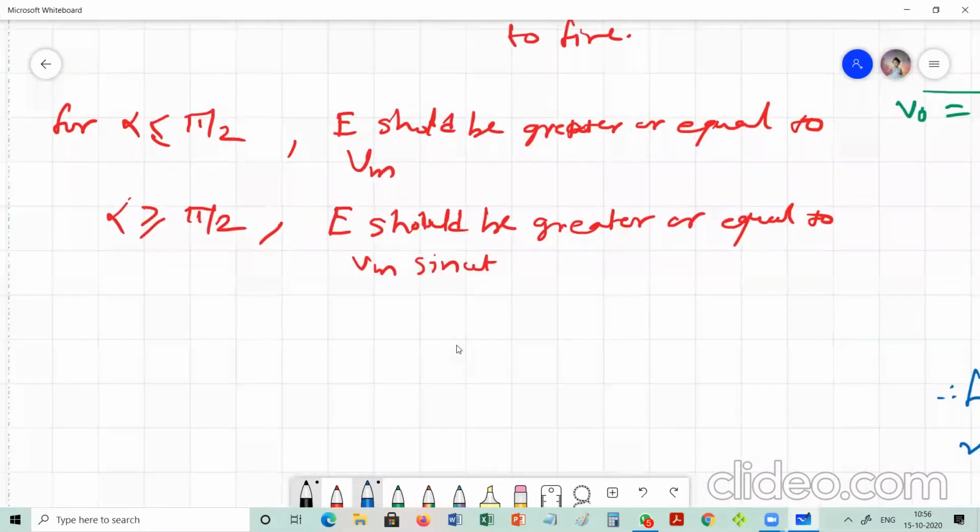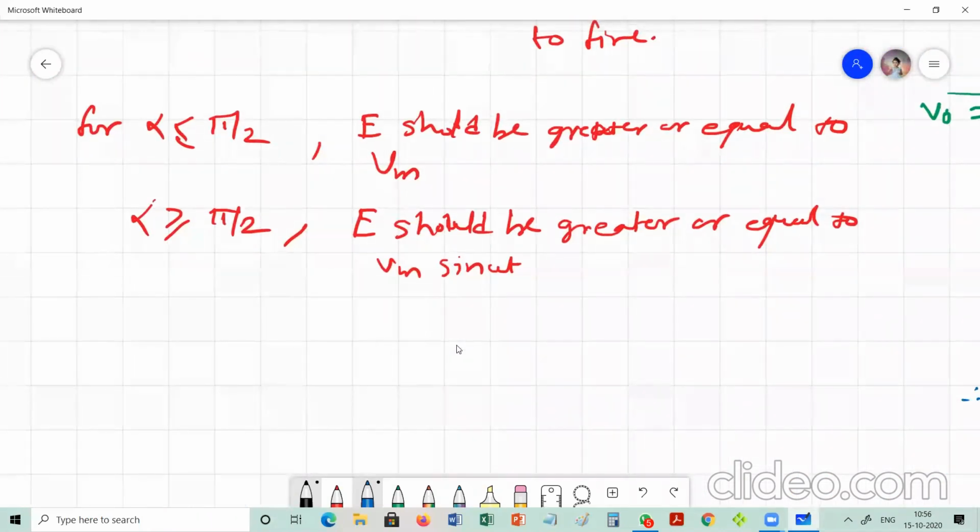So we have these two conditions. When alpha is less than pi by 2, to assure I is equal to 0, means to assure all the switches are reverse biased and they will be turned off, the potential on the load side, that is E, must be greater than the potential on the source side, that is Vs. Just for alpha less than pi by 2, E should be greater than or equal to Vm, and for alpha greater than pi by 2, E should be greater than or equal to Vm sin omega t.